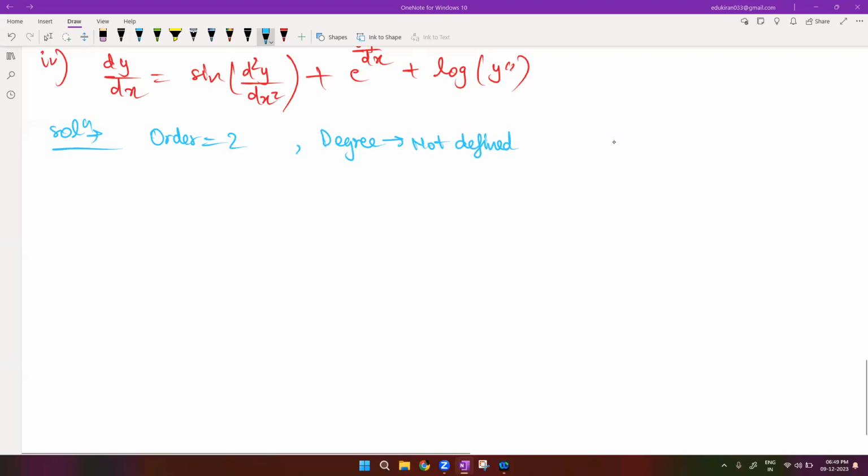Yeah, so Austin, we have just started. We have only solved one example, this fourth example, in which the order was 2 and the degree was not defined because the given differential equation was not a polynomial in derivatives, right? So we will start moving further in the chapter on differential equations.